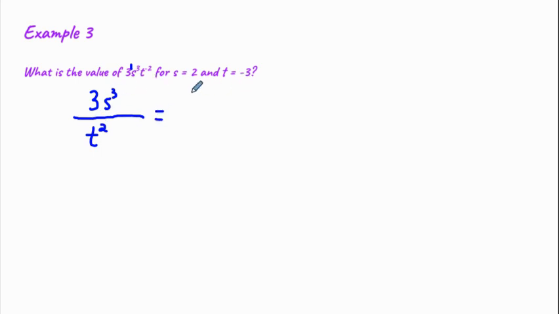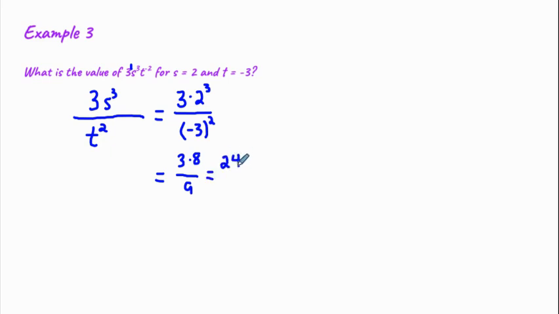So 2 goes in for s, so 3 times 2 cubed. And then we've got negative 3 squared in the denominator. Make sure you put the negative 3 in parentheses. And then make sure, again, as always, order of operations. So we start with exponents. 2 cubed is 8. And at the same time, negative 3 to the second is 9. And now we've got 3 times 8 is 24.